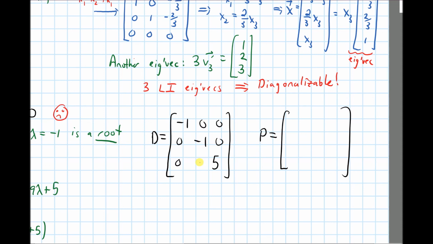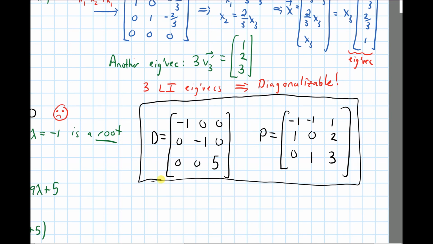So the eigenvectors for negative 1, we might have to scroll up a little bit for these. For negative 1, one of them was negative 1, 1, 0. The other one was negative 1, 0, 1. And then for the eigenvalue 5, let's use the form that didn't have the fractions. Let's use 1, 2, and 3. So usually in a diagonalization problem, once we write down what D is and what P is, we can go ahead and stop.